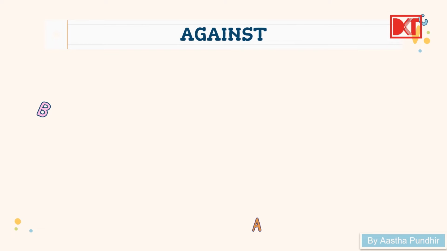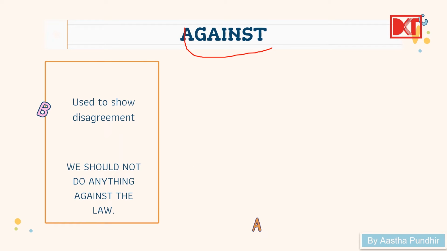Next preposition is against. When is this used? It is used to show disagreement. When you don't agree with something. We should not do anything against the law. मतलब हमें लॉ के कुछ डिसएग्रीमेंट में नहीं करना चाहिए. So anything against the law. लॉ के against. लॉ के डिसएग्रीमेंट में कुछ नहीं करना चाहिए.